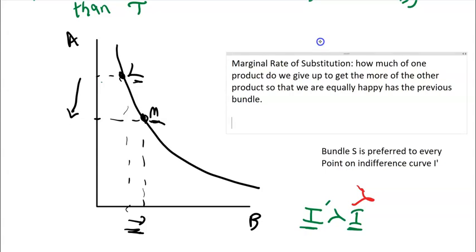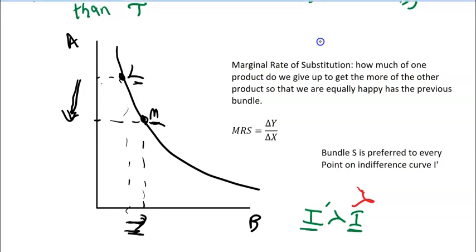Well, marginal rate of substitution is very similar to the slope. As we can see, we're giving up one product and getting more of another product, so MRS here is delta y over delta x. So how much of A did we give up in order to get more of X? Now, to get a finer measure, because sometimes this line is curved, we have to draw a tangent like this, and then find the slope of this tangent in order to find the rate of substitution for point M.